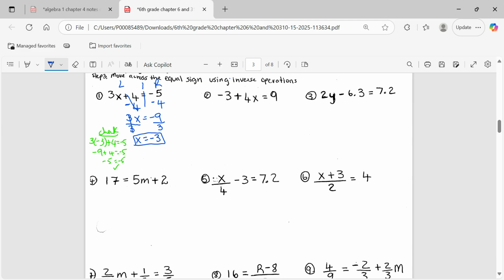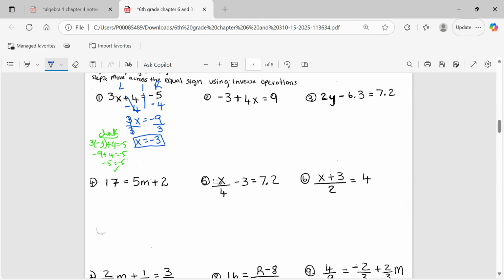Let's look at number 5. So we have x divided by 4 minus 3. It's equal to 7.2. If you remember in class, we talked about the bestie. They're together. So I have the left side and the right side of the equal sign. The left side is simplified because I cannot put negative 3 together with the x. And the right side is simplified because it's just the number.